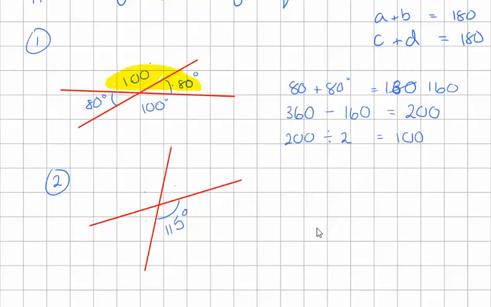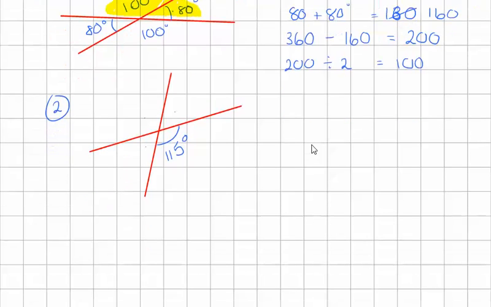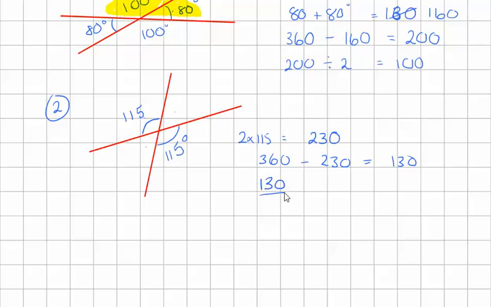Sophie, what would you say now then? You explain it like you want to explain. Okay. So you start off with 115 on one side. Opposites are always the same, so you do 115 there. And 115 times 2 is 230. Altogether the angles have to add up to 360. So 360 minus 230 is 130. And 130 divided by 2 is 65. So that's 65 and that's 65.